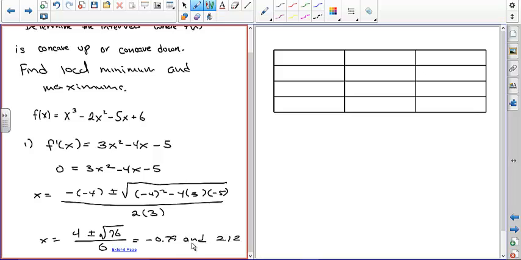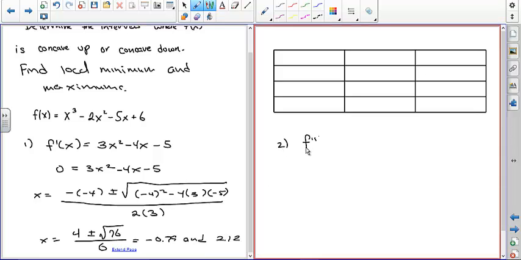Now the question is, are they local minimums and local maximums? We could use the first derivative test. We could make up a table, but we're going to use the second derivative test to do that. So to do the second derivative test, we need to take the second derivative. So f double prime of x is going to be 6x minus 4. So 2 times 3 is 6, and you just get rid of that, and you set that equal to 0. And you get x equals 4/6 or 2/3.